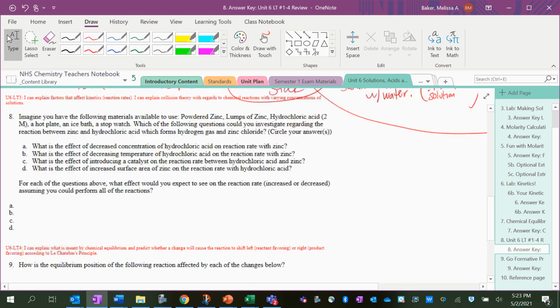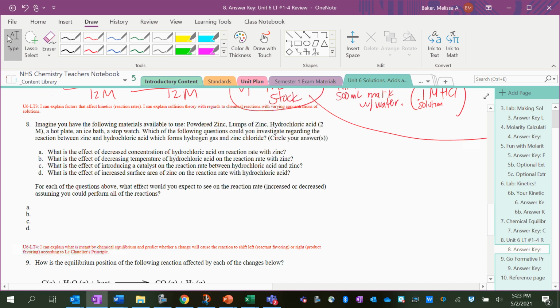Okay, next. I can explain factors that affect kinetics, reaction rates. I can explain collision theory with regard to chemical reactions with varying concentrations of solutions. Okay, it says, imagine you have the following materials available: powdered zinc, big lumps of zinc, hydrochloric acid, 2 molar, a hot plate, an ice bath, a stopwatch. Which of the following questions could you investigate regarding the reaction between zinc and hydrochloric acid, which forms hydrogen gas and zinc chloride? What is the effect of decreased concentration of hydrochloric acid on reaction rate with zinc?